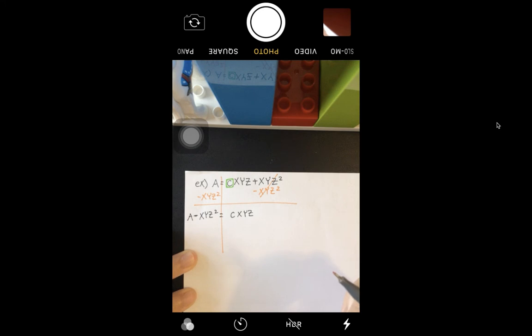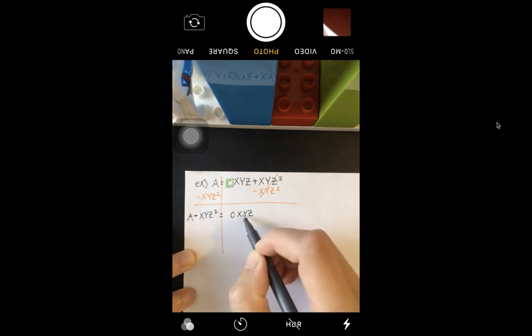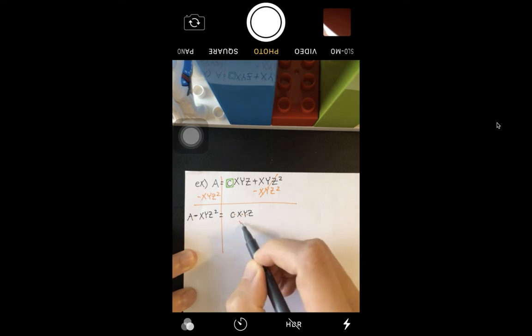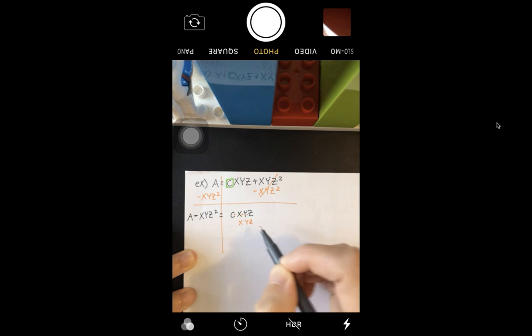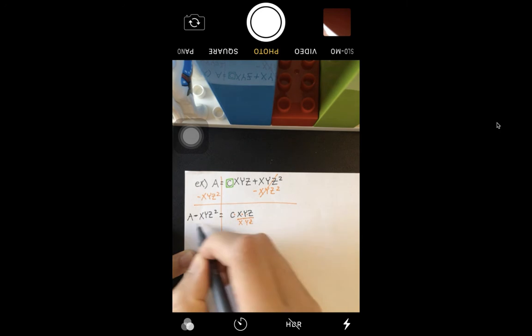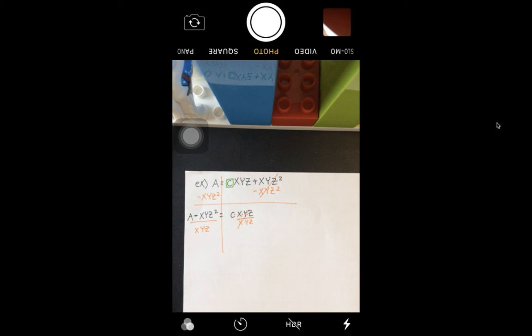Yes. By what? Exactly. So this is c times x times y times z. So to keep the c, I know I need to move the x and the y and the z, and I can divide, divide, divide. Since they're all the same symbol, I can do it all at once, x, y, z. So I have as my answer a minus xyz squared over xyz equals c.